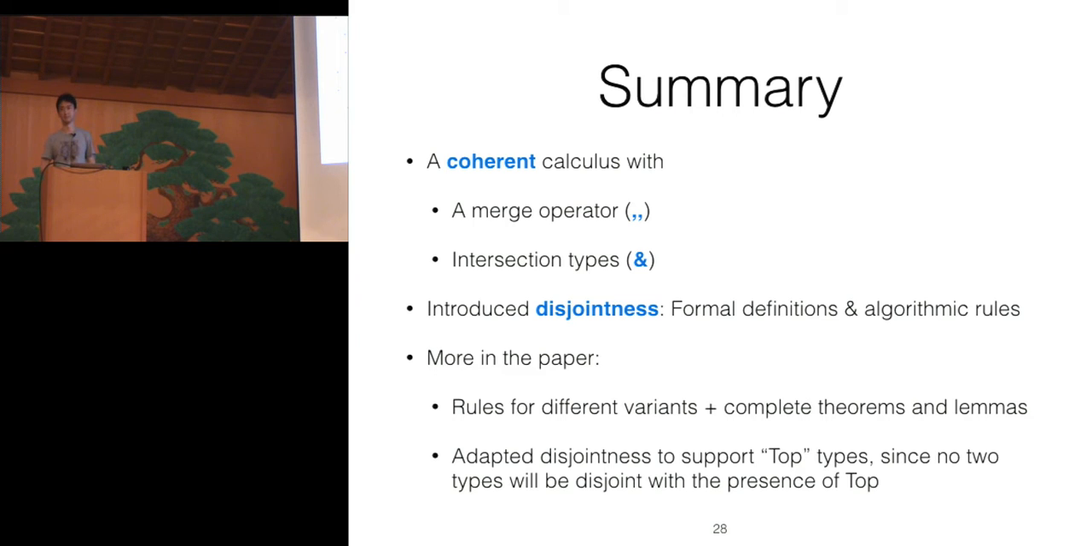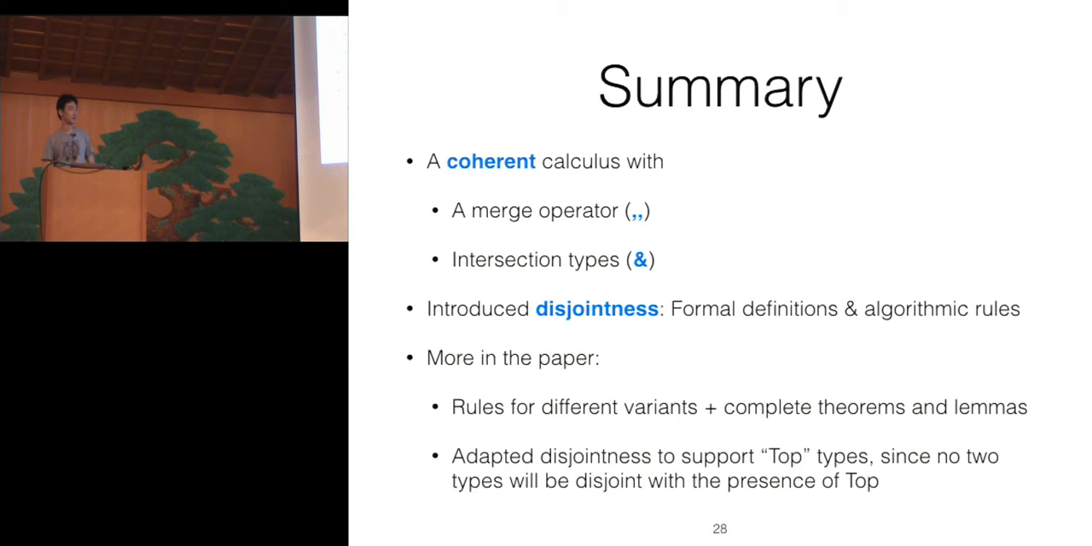So this is the summary. We have presented a very simple calculus that has a merge operator at the term level, and also intersection types. And we proposed the definition of disjointness to solve the problem of incoherence. We have a very simple specification of disjointness: two types are disjoint if they do not have a common supertype. And also the algorithmic rules that you can use in your implementation.